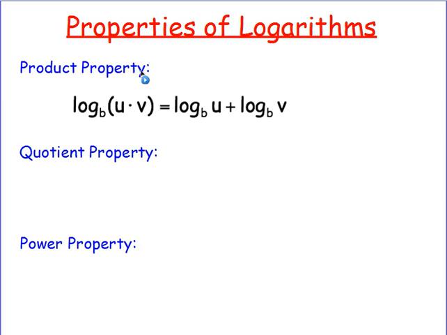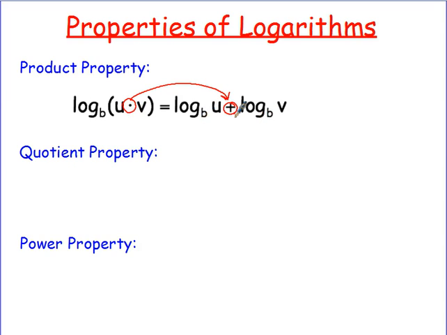So with this property, when you see one log with two items multiplied together, these two can split apart into two separate logs with an addition sign. So what's important to remember when you're splitting them apart, multiplication is going to change to addition. So one log with multiplication changes to two logs with addition.